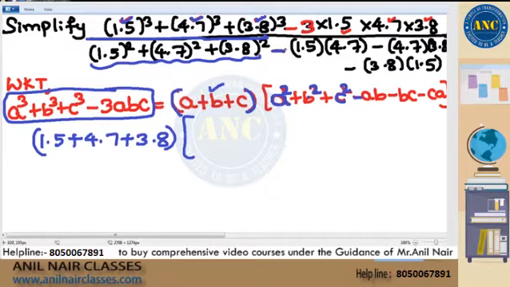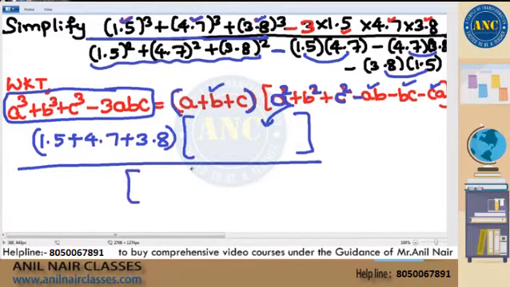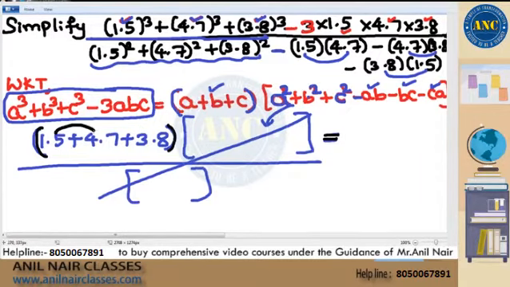Minus ab, that means minus 1.5 into 4.7; bc is 4.7 into 3.8; ca is 3.8 into 1.5. Whatever the next term is here is actually the term in the denominator also. They both will cancel off. You are only left with one term in the numerator, that is the sum of these three terms: 1.5 plus 4.7 plus 3.8. If I add these three terms, I will get the answer as 10. Easy way of solving the question if you know this notation we have studied in algebra.